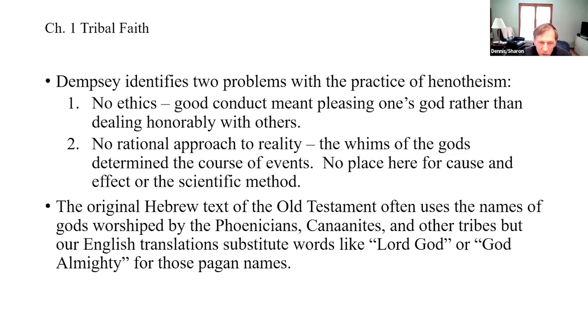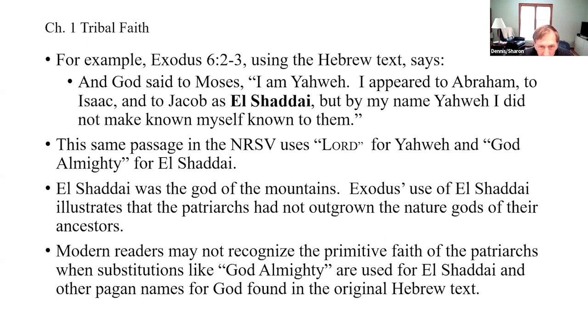Then he gets into something I thought was kind of interesting. He says that in our modern translations, we use substitute words for what the original Hebrew text uses for names of gods. So we might substitute words like Lord God or God Almighty for pagan names. He gives an example here of Exodus chapter 6, verses 2 and 3 in the Hebrew text. God said to Moses, I am Yahweh. I appeared to Abraham, to Isaac, and to Jacob as El Shaddai. But by my name, Yahweh, I did not make myself known to them.